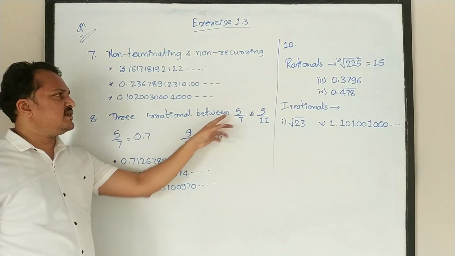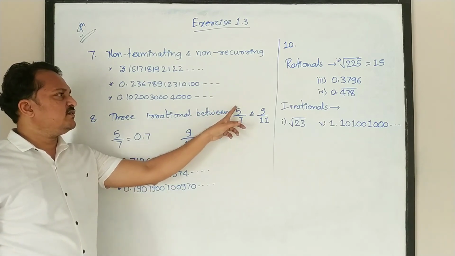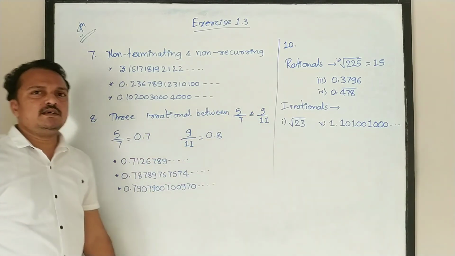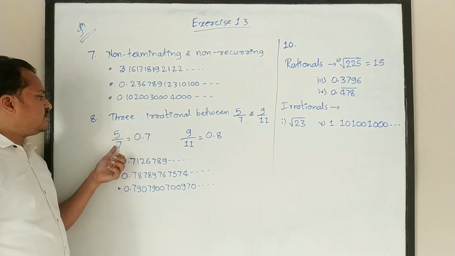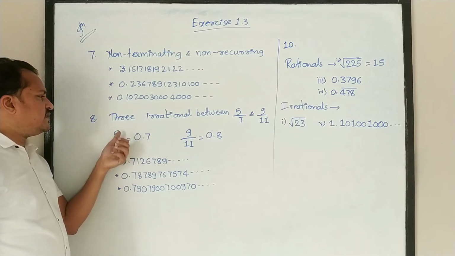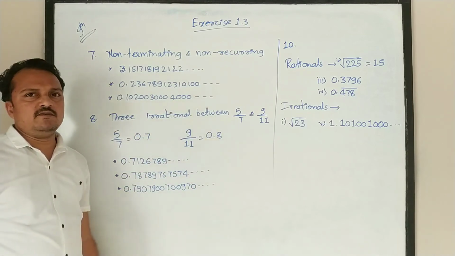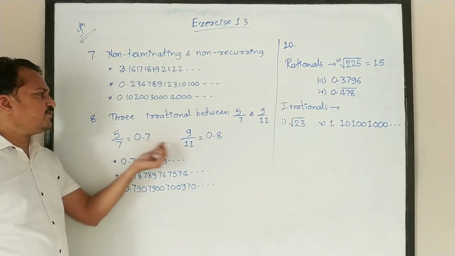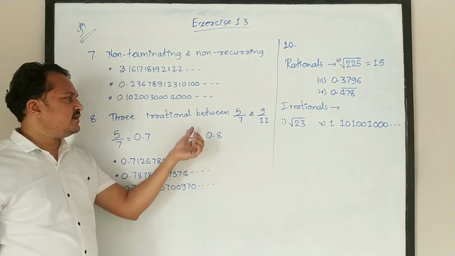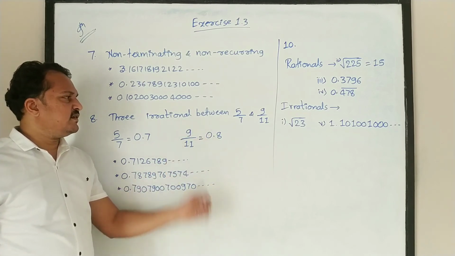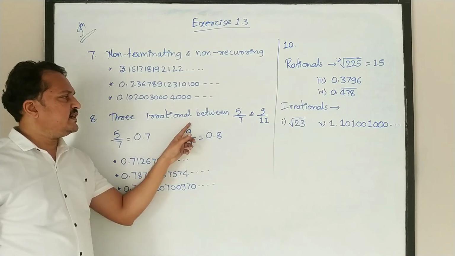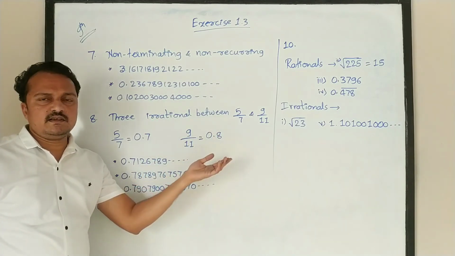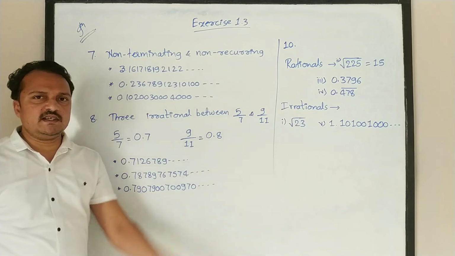Then question number 8 here, very simple. Write three irrational numbers between 5 by 7 and 9 by 11. So first we are going to convert this 5 by 7 into decimal. So it is 7 sevens are 49, 1 is going to remain and it is going to continue. But we want only 0.7. And here 9 by 11, so 9 divided by 11, after the decimal it will become 90 here, then 11 8s are 88, then still the digits are going to continue. We are not going to consider that.